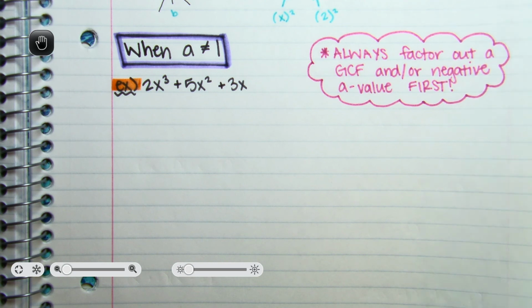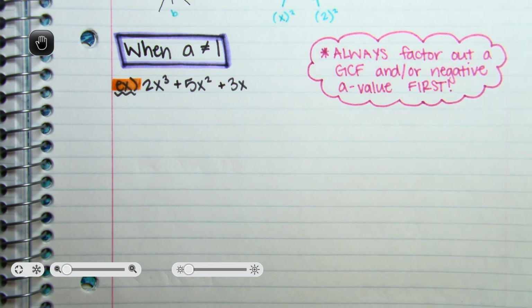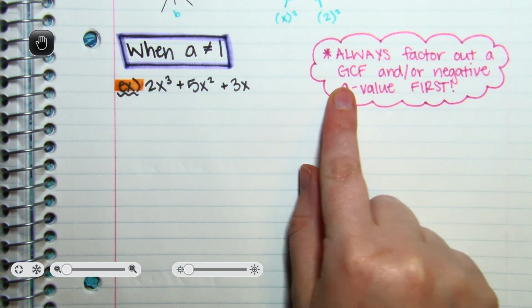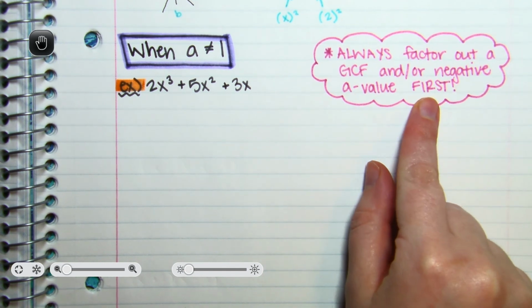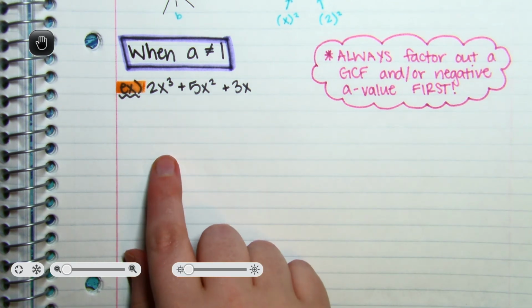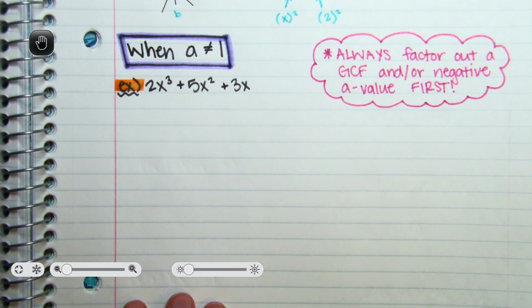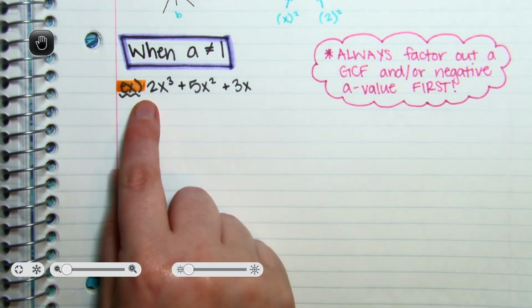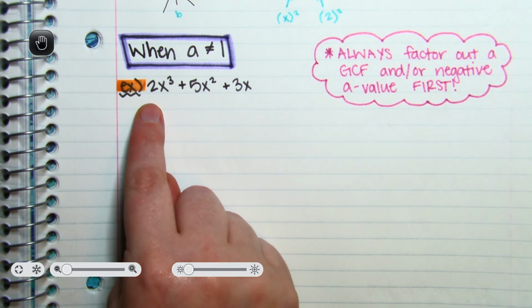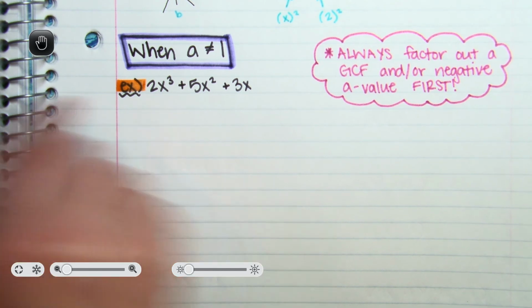What we're going to look at last here is when our a value is not equal to 1, which means it is a positive number that's bigger than 1, or it's a negative number. Now, a reminder with this, always, always, always factor out a GCF or a negative a value first. So if your a value is negative, factor out the negative. And if there's a GCF, always factor that out first. All right, so with this first example, is the a value negative or do we have a GCF? Good, you should have said yes, we have a GCF and it is just x.